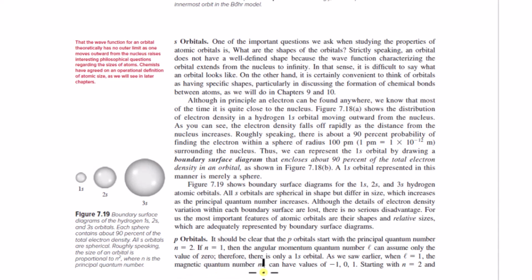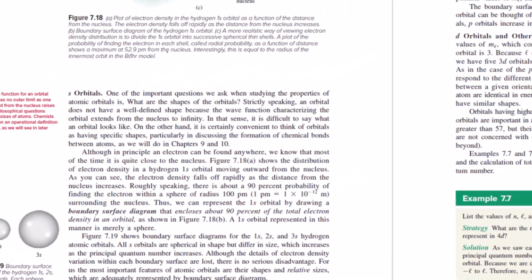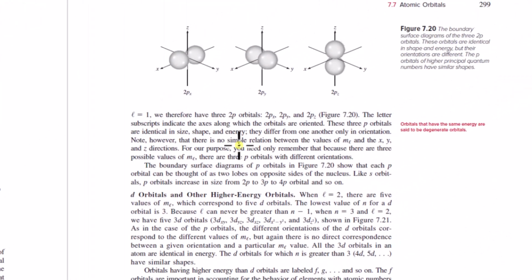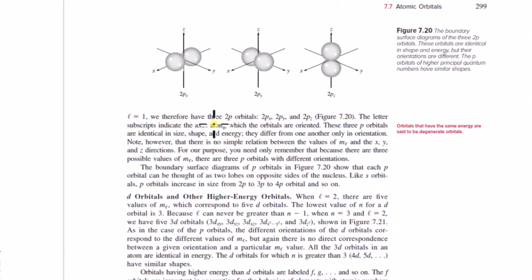You take 2 times L plus 1, you get 3. So there's 3 total m sub L's, which means you do minus 1, 0, and 1. That gives the different orientations of the p orbital. Starting with n equal to 2 and L equal to 1, we therefore have 3 2p orbitals: 2px, 2py, and 2pz. So here's 2px, 2py, and 2pz.